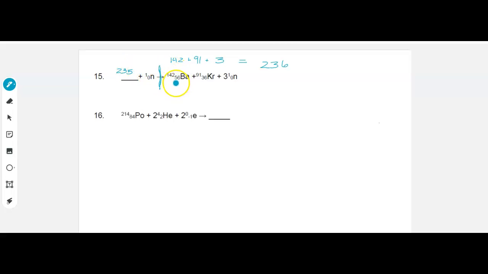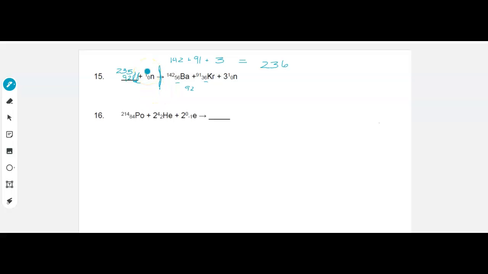And then I follow the same logic on the bottom. I've got 56 plus 36 plus 0. 3 times 0 is 0. So 56 and 36 is going to be 92. So this becomes 92. I look up element 92, and that is a sad looking U for uranium.